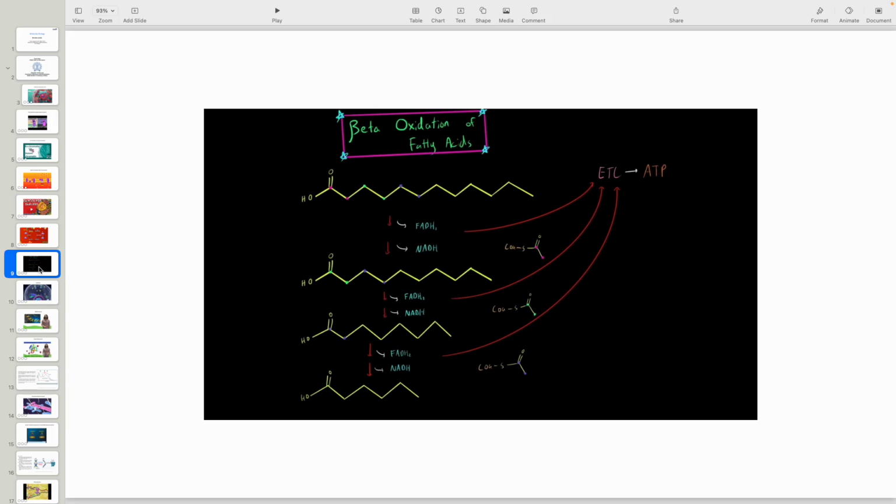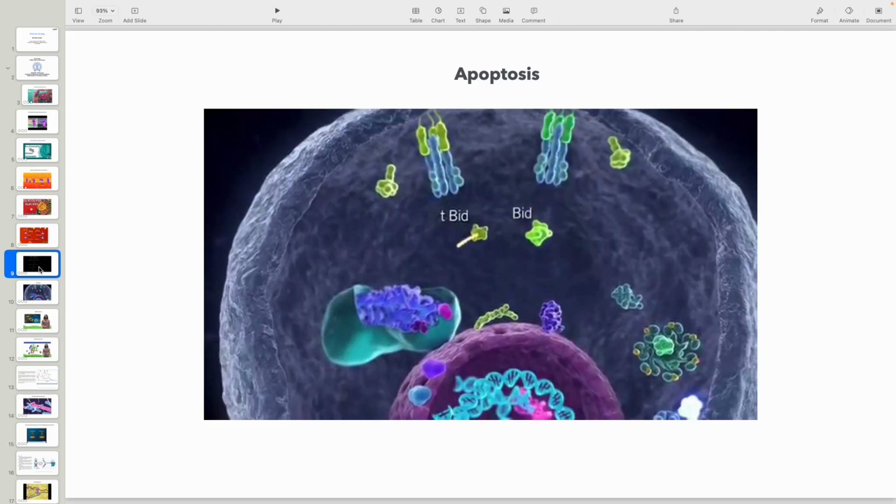So let's move to our next slide. So the next slide was on apoptosis. So apoptosis is cell death.